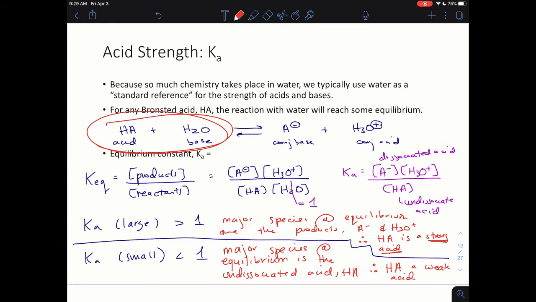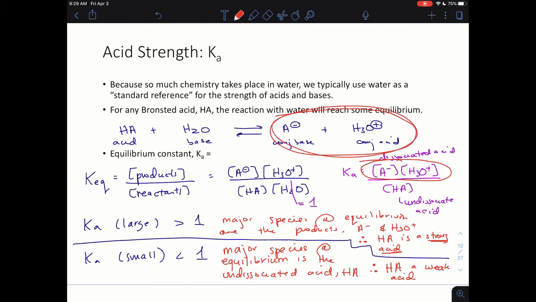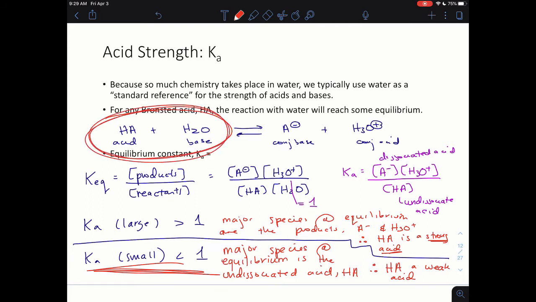Strong acids have a large Ka, greater than 1, because a strong acid completely dissociates or dissociates a lot, and the numerator is bigger than the denominator. For a weak acid, Ka is small. It's less than 1 because the weak acid dissociates only a little bit. The denominator is bigger than the numerator. We mostly have the undissociated acid with just a teeny tiny amount of the dissociated acid and hydrogen ion.